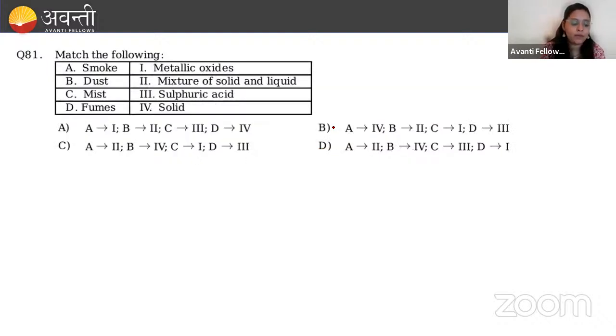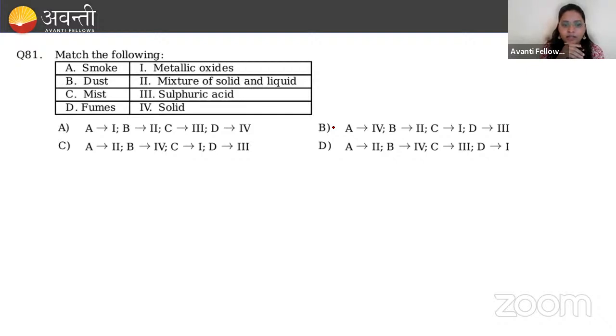Okay. Next problem. Smoke, dust, mist, and fumes. Metallic oxide, mixture of solid and liquid, sulfuric acid and solid. So what is what? Yeah, can you tell me? Smoke, dust, mist, and fumes. What is fumes? Yes, fume क्या होते हैं? Metallic oxide होते हैं. Smoke क्या होते हैं? Yes, smoke क्या होते हैं? Mixture of solid and liquid.